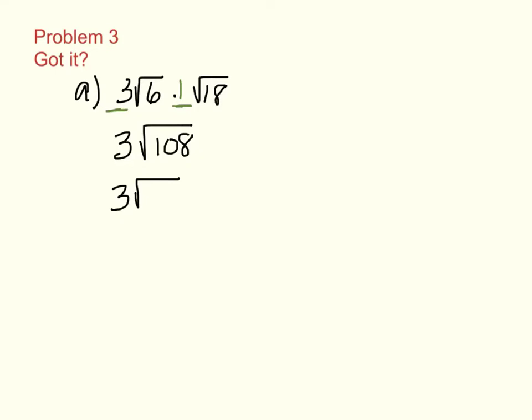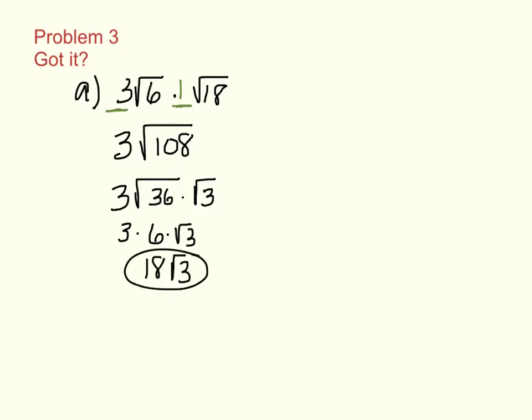3 times and 108, let's see here, can be divided by, let's see, it's 9. But I think we can have a bigger number here. 36. So we can break it up into the square root of 36 times the square root of 3. Because once again, 36 is a perfect square. So that's what I have to use. 3 times 6 times the square root of 3. My answer is 18 square root of 3.